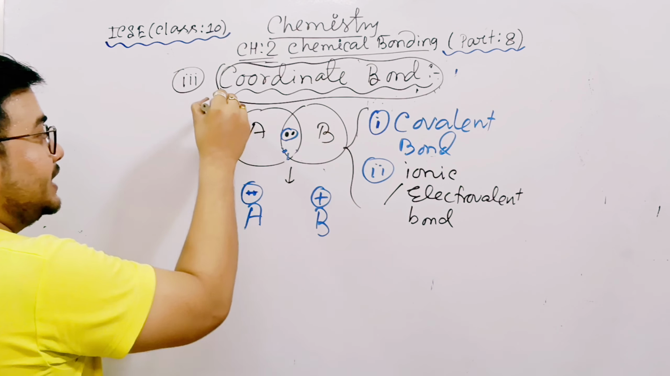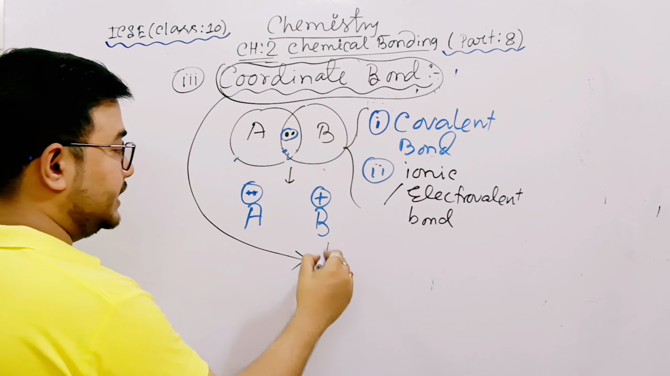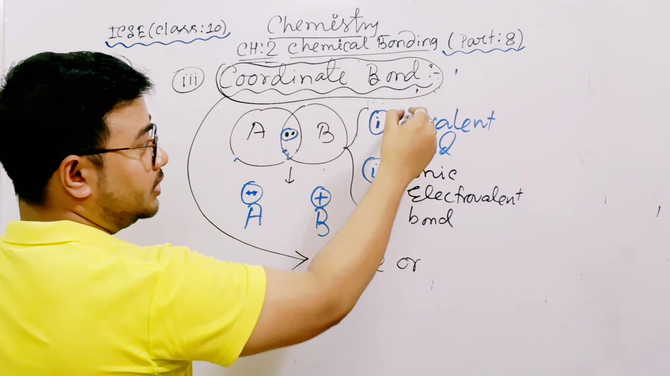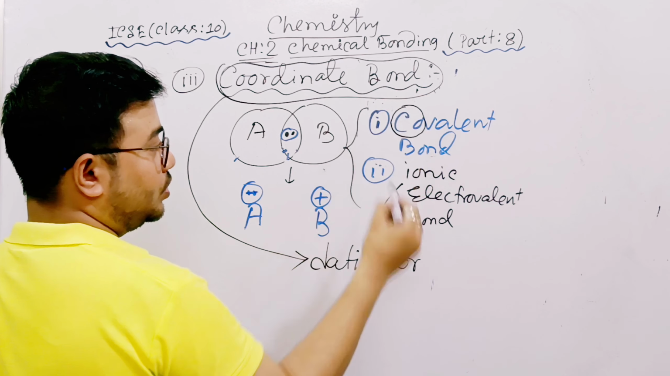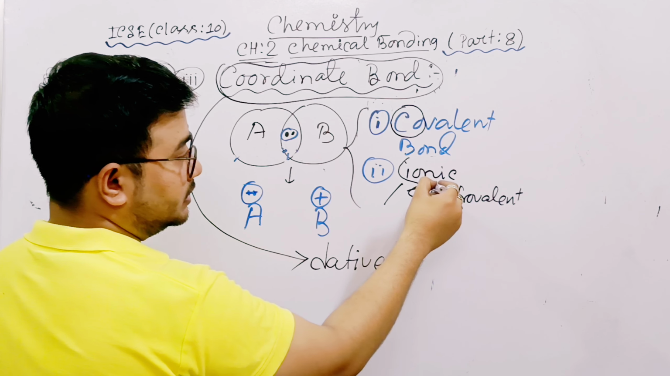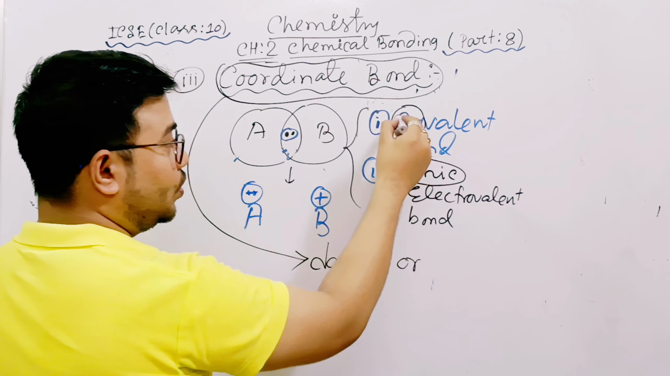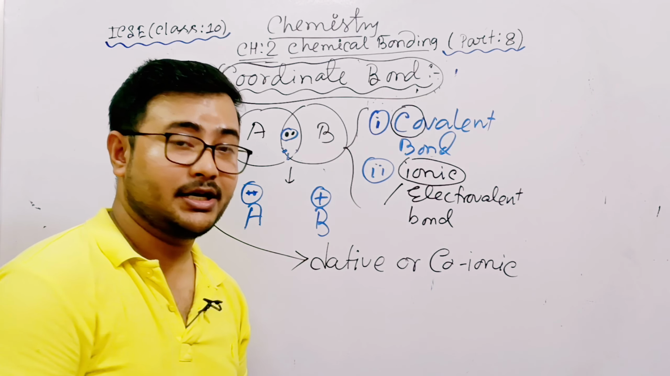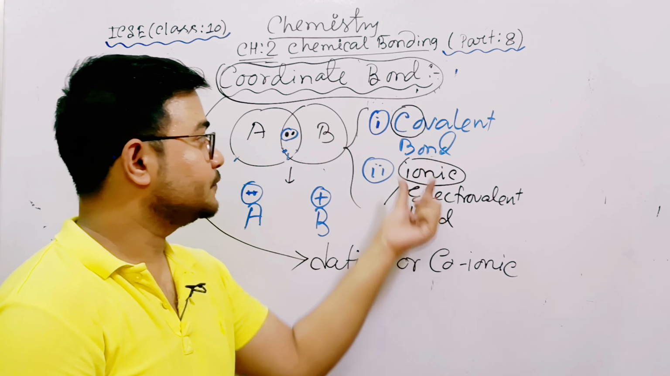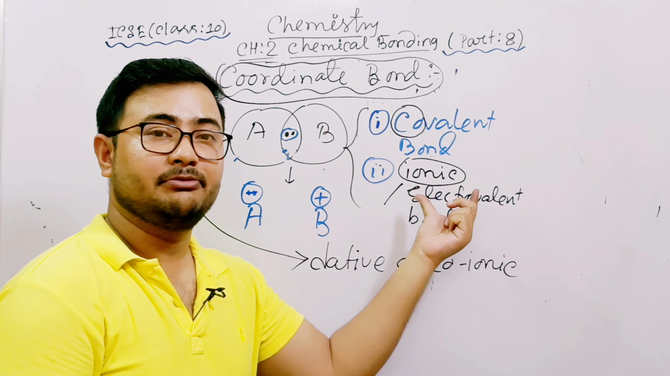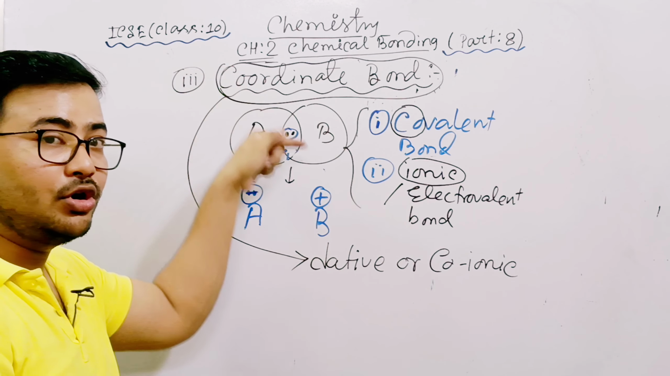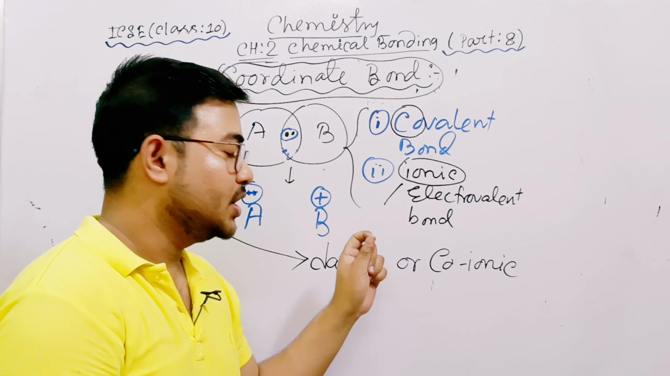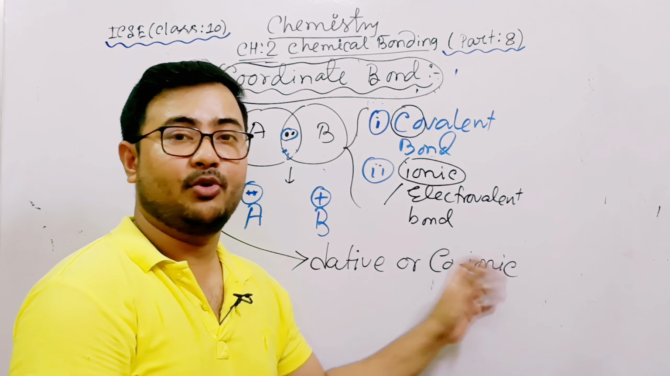That is why another name of the coordinate bond is the dative bond, or co-ionic bond. Do you understand that 'co' comes from covalent and 'ionic' from ionic bond? Since the coordinate bond is a combination of these two, it is called a co-ionic bond.